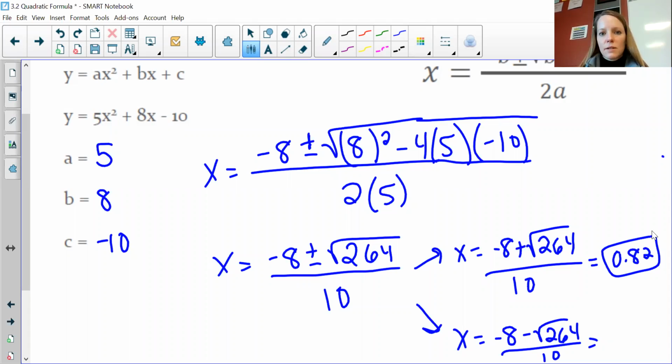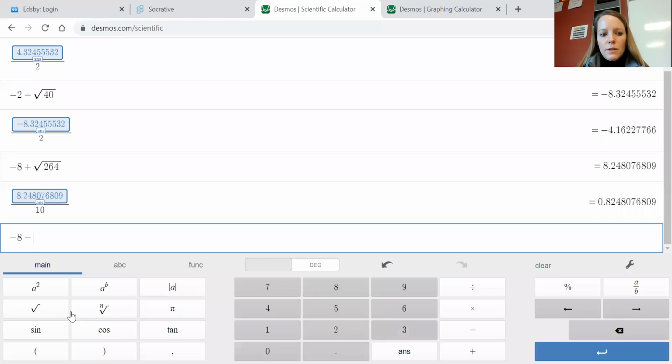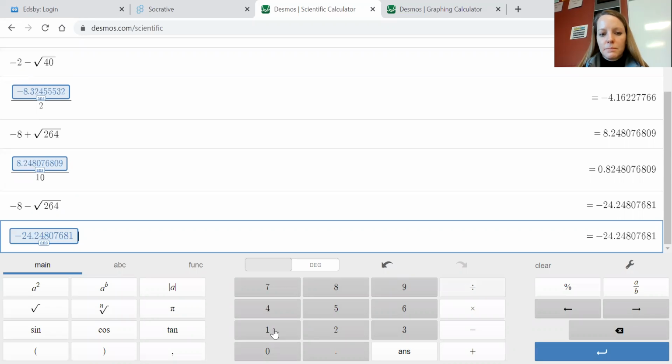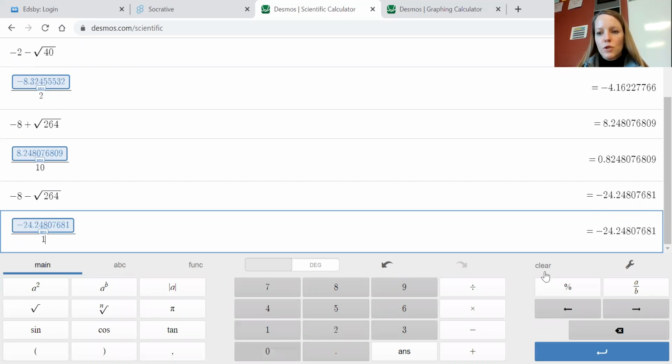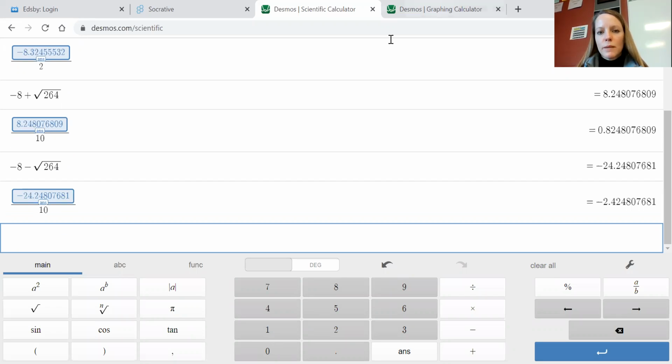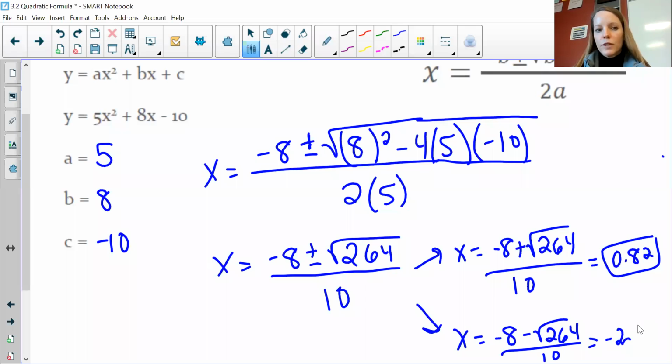And negative 8 minus the square root of 264, divided by 10, is negative 2.42. Negative 2.42 is my second x-intercept. And for today, it'd be really great practice to just grab Desmos and plug it in and make sure you're getting the proper x-intercepts. All right, and again, obvious that we did not want to brainstorm those factors.